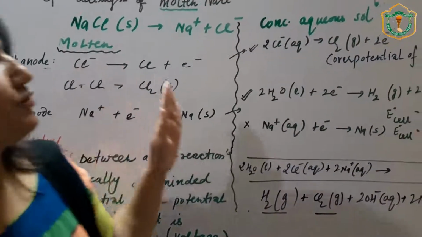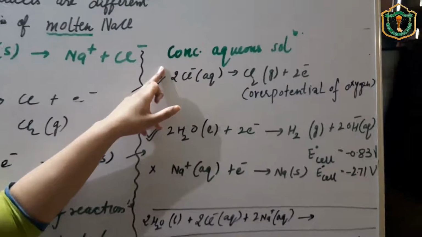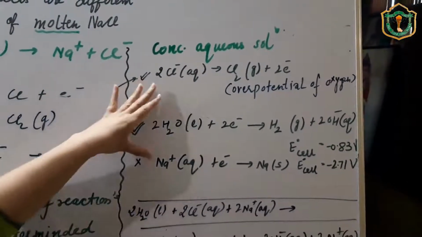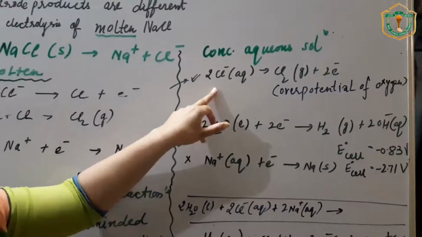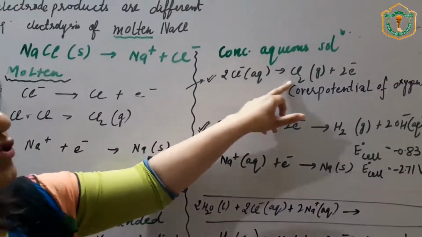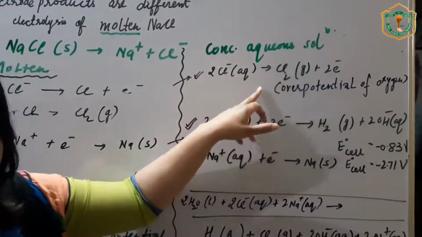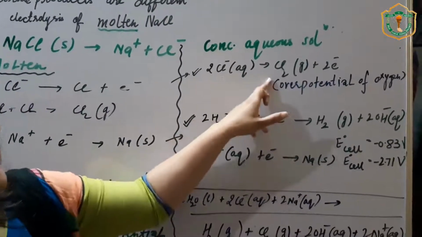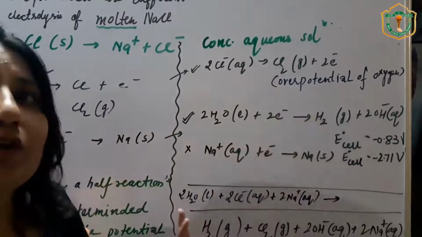But the same sodium chloride, when present in concentrated aqueous solution form, gives slightly different products. What are the products formed then? The first case, at the anode: here also, two chloride ions combine to make chlorine gas. In the presence of water, there are H positive ions and OH negative ions also, but only chlorine gas is evolved. Oxygen cannot be evolved because of the overpotential of oxygen.